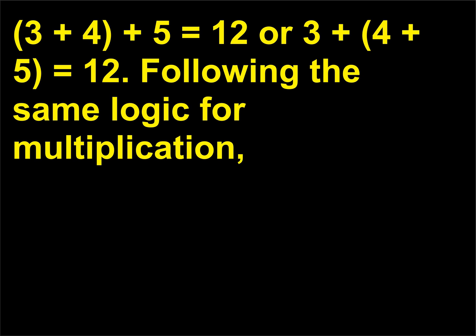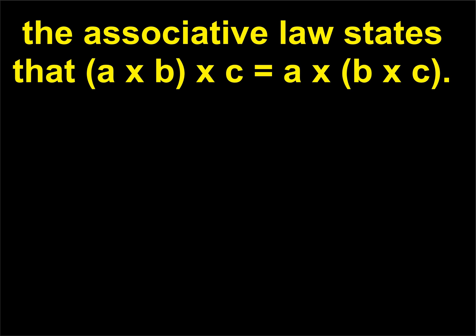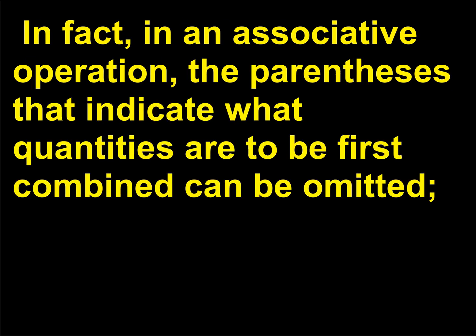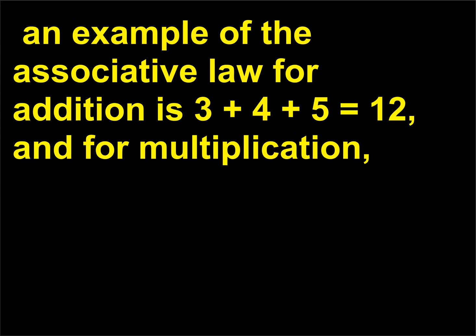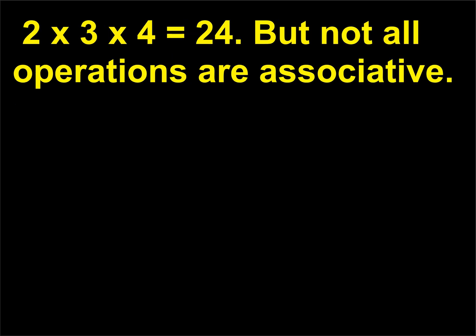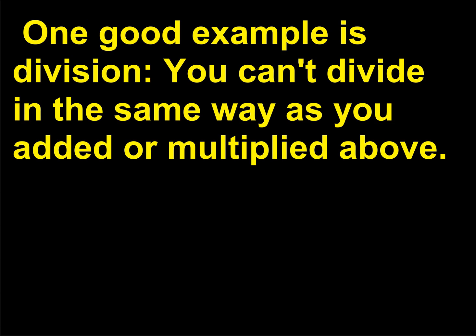Following the same logic for multiplication, the associative law states that (a x b) x c equals a x (b x c). In fact, in an associative operation, the parentheses that indicate what quantities are to be first combined can be omitted. An example of the associative law for addition is (3 + 4) + 5 equals 12, and for multiplication, (2 x 3) x 4 equals 24. But not all operations are associative. One good example is division. You can't divide in the same way as you added or multiplied above.